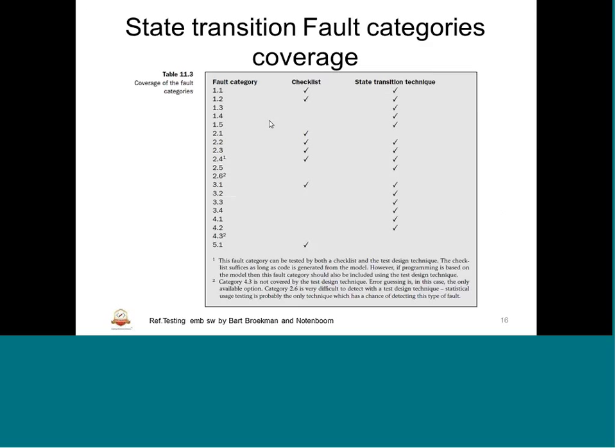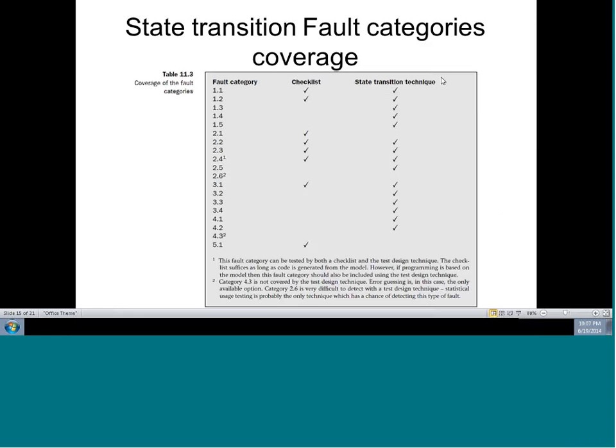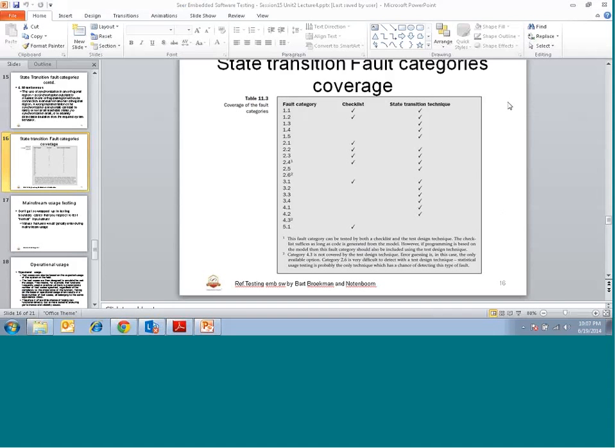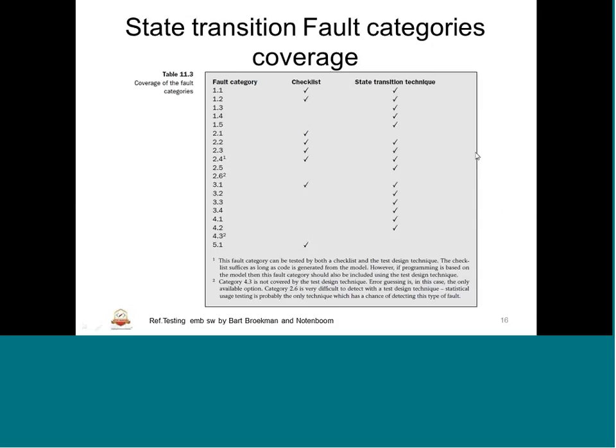A checklist, in the sense of whether something is ticked or wrong. We are going to have it while defining the state transition technique. It's very important so that the coverage is very clear. That is the meaning of this. We can have some categories marked as not covered in our embedded software testing. With the help of this checklist, the state transition technique is applied. This fault category can be tested by both a checklist and the test design technique, which means we are going to have coverage for all. Category 2.4 can be covered with the help of the test design technique and also with the help of the checklist.